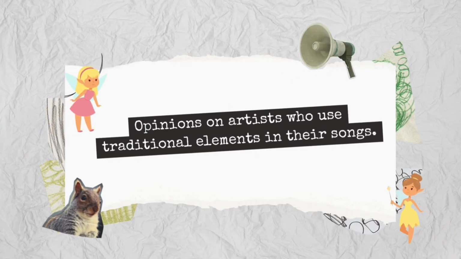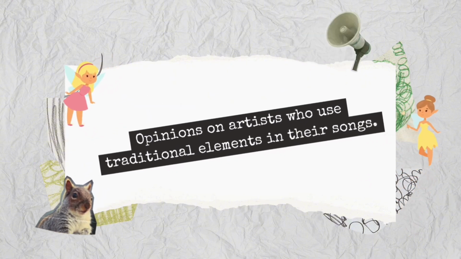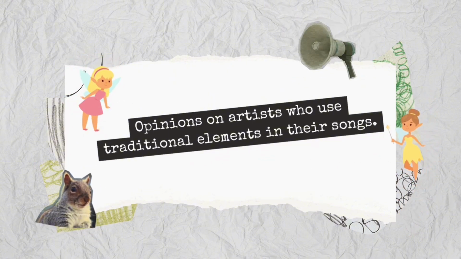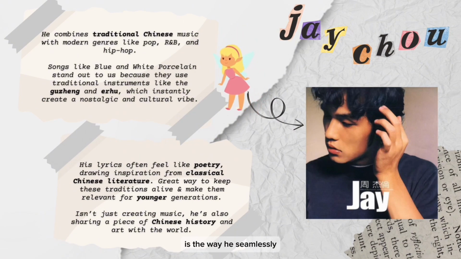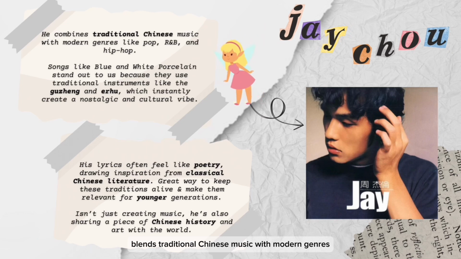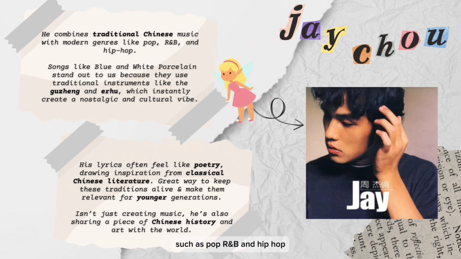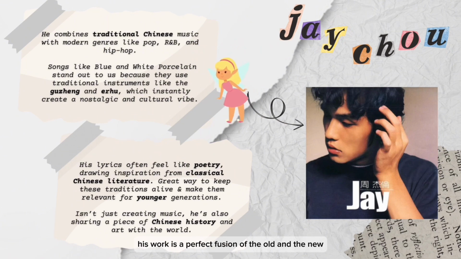Right now, we are going to share our opinions on artists who use traditional elements in their songs. We'll start off with a very famous Chinese artist, Jay Chou. What makes him unique is the way he seamlessly blends traditional Chinese music with modern genres such as pop, R&B, and hip-hop. His work is a perfect fusion of the old and the new. Take his song Blue and White Porcelain for example.